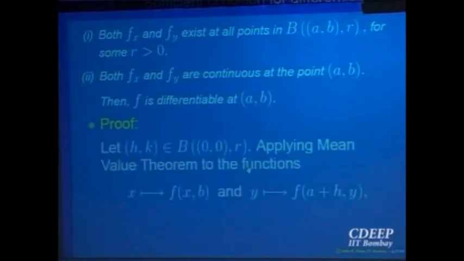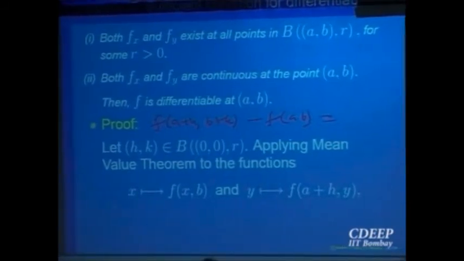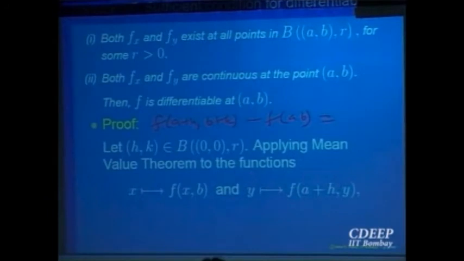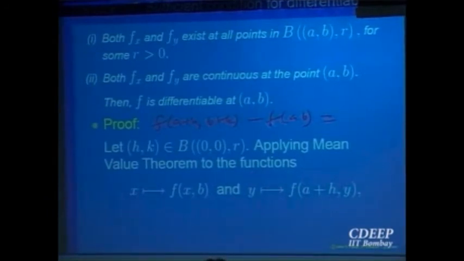Let me say what we want to do. Our aim is to look at f(a+h, b+k) minus f(a, b). I want to expand this in terms of h times fx plus k times fy plus error. But what I am given is the rate of change in one direction only. So what I should do is divide this increment into two parts, increment in the x direction and increment in the y direction, analyze them separately and put them together. So that is the idea of the proof.